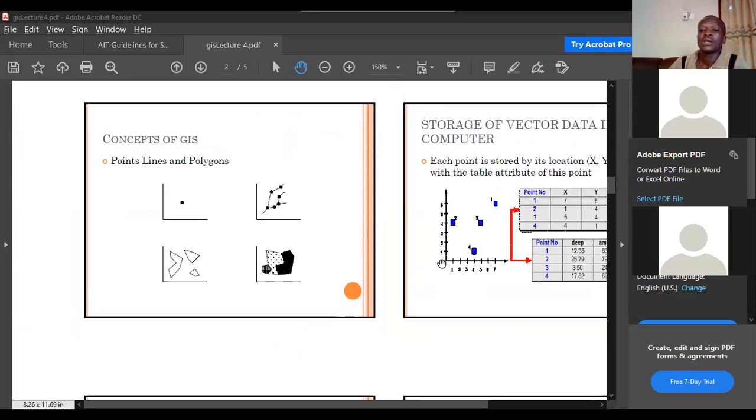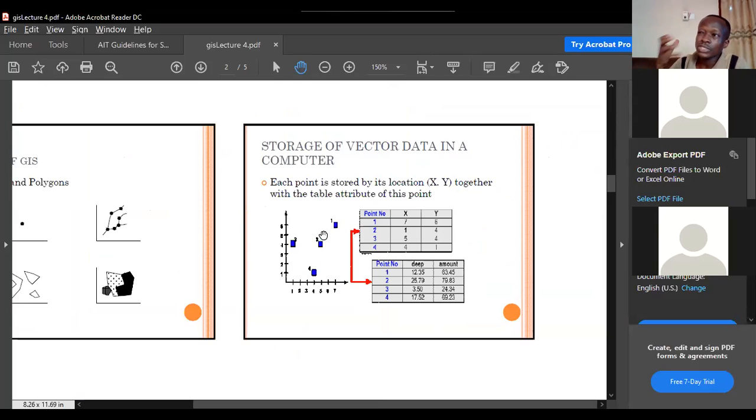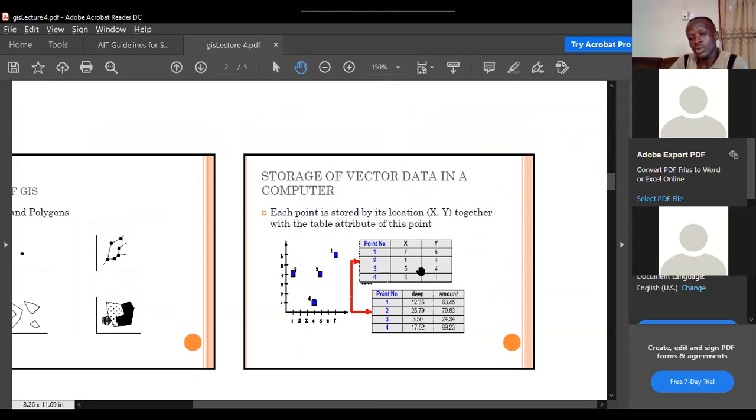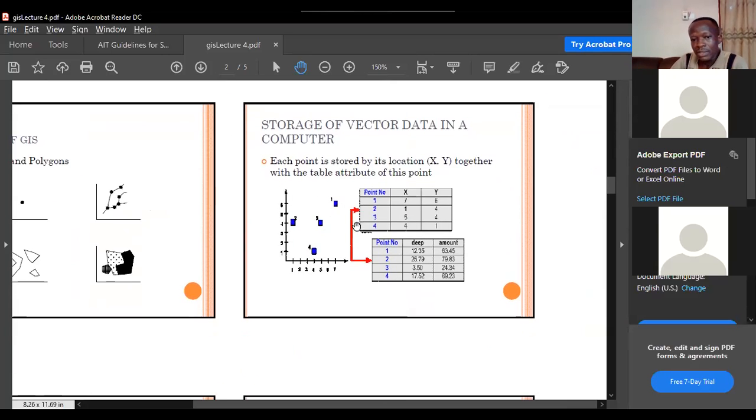Obviously, when we look at the topology concepts, remember we had arc node topology. So this is how points are stored. They are stored in a tabular format. Point one has its own attributes, and the basic attribute is the coordinates. Every point should be defined by a set of coordinates.